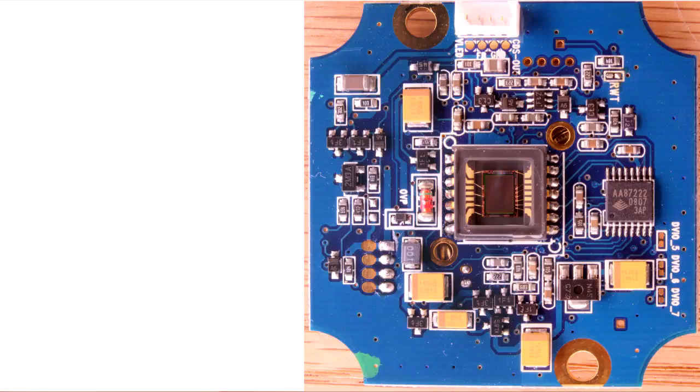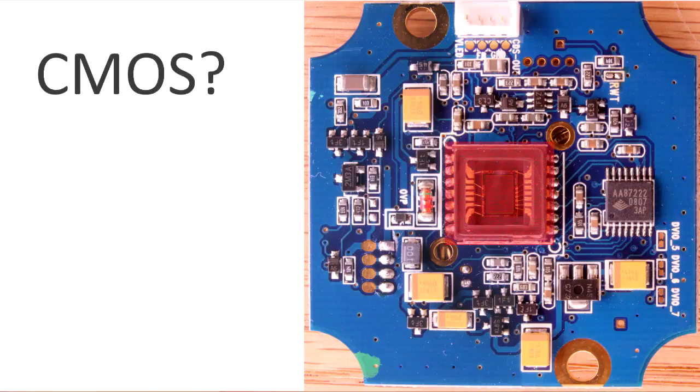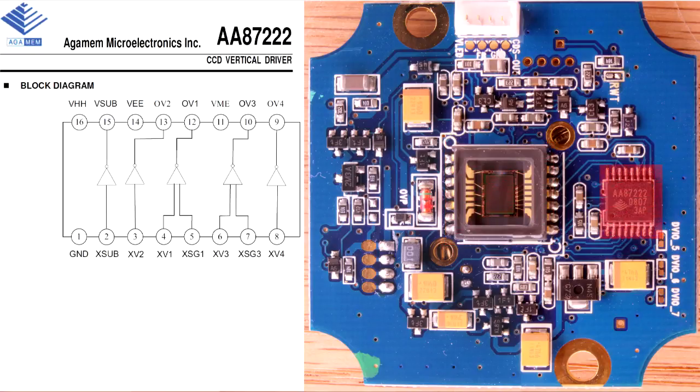Okay, looking top down on the top side of the board, obviously in the center there is the optical sensor. Now it's going to be two possibilities. It's either going to be a CMOS sensor or a CCD sensor. Now there's no markings on the outside of the package, at least on the top side of the circuit board, but if I take a look right to the right of it, I can find this Amigan AA8722, which is marked as a CCD vertical driver, so it becomes clearly, obviously, a CCD.